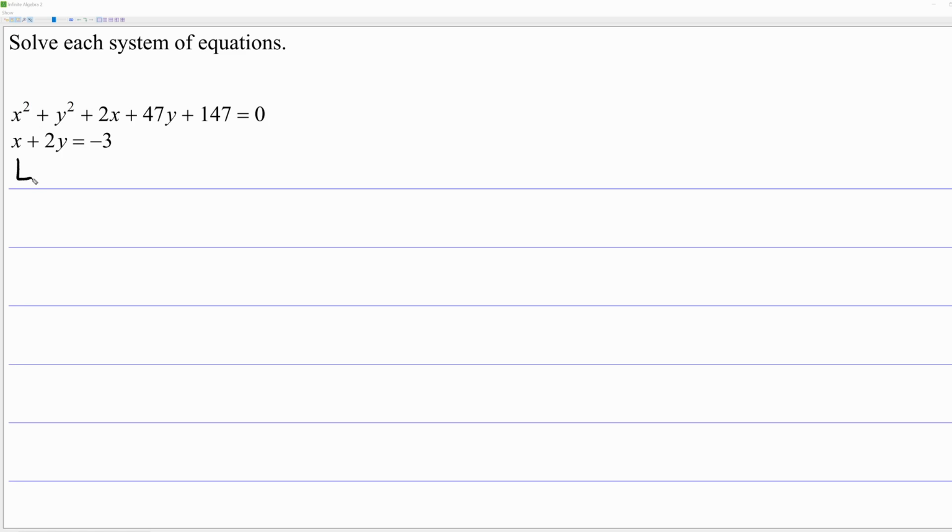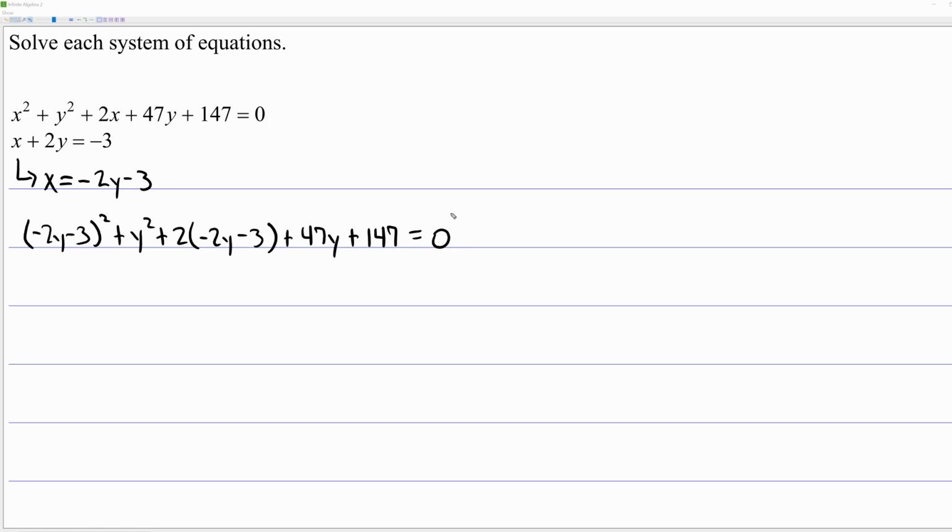I would solve the second equation for x. That's easy because it's one step. So we have x equals negative 2y minus 3. Now we take x equals negative 2y minus 3 and we plug that into the other equation everywhere we see an x. So we have (negative 2y minus 3) quantity squared plus y squared plus 2 times (negative 2y minus 3) plus 47y plus 147 equals 0.